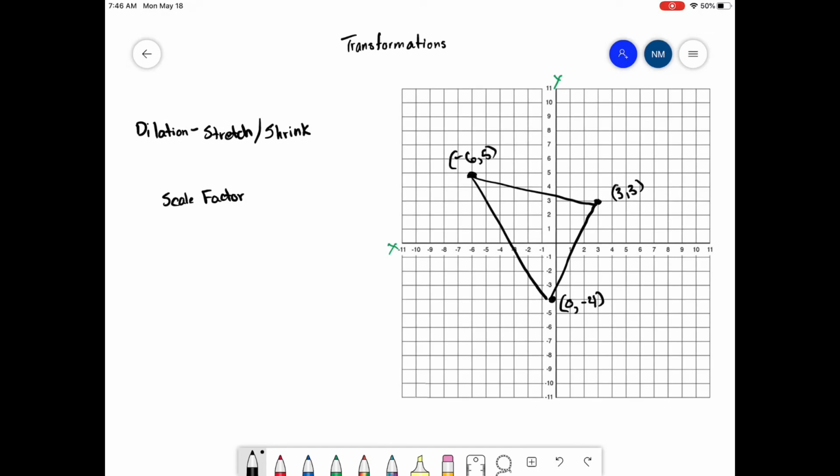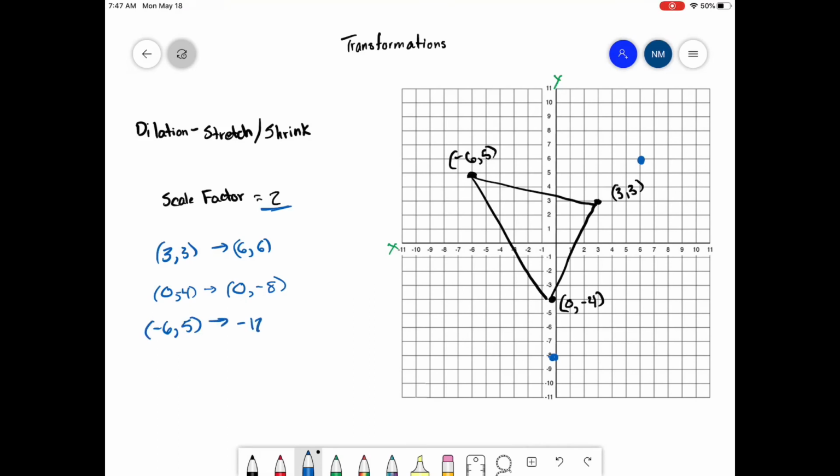So with a dilation, if my scale factor is 2, I take each of those coordinates and I multiply it by 2. So 3, 3, if I multiply by 2, 3 times 2 is 6. So that is my new point. So I put a point at 6, 6. At 0, negative 4, if I multiply both of those by my scale factor of 2, I get 0, negative 8. And that is my new point. And then lastly, negative 6, 5. I multiply both of those by 2, and I get negative 12, 10.